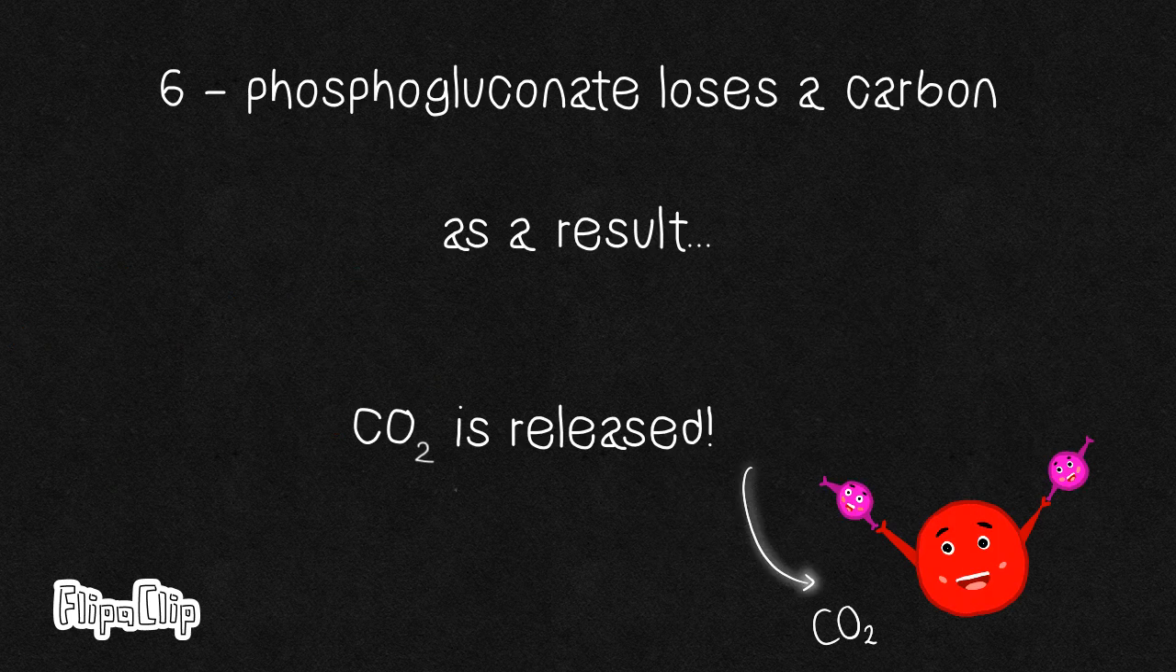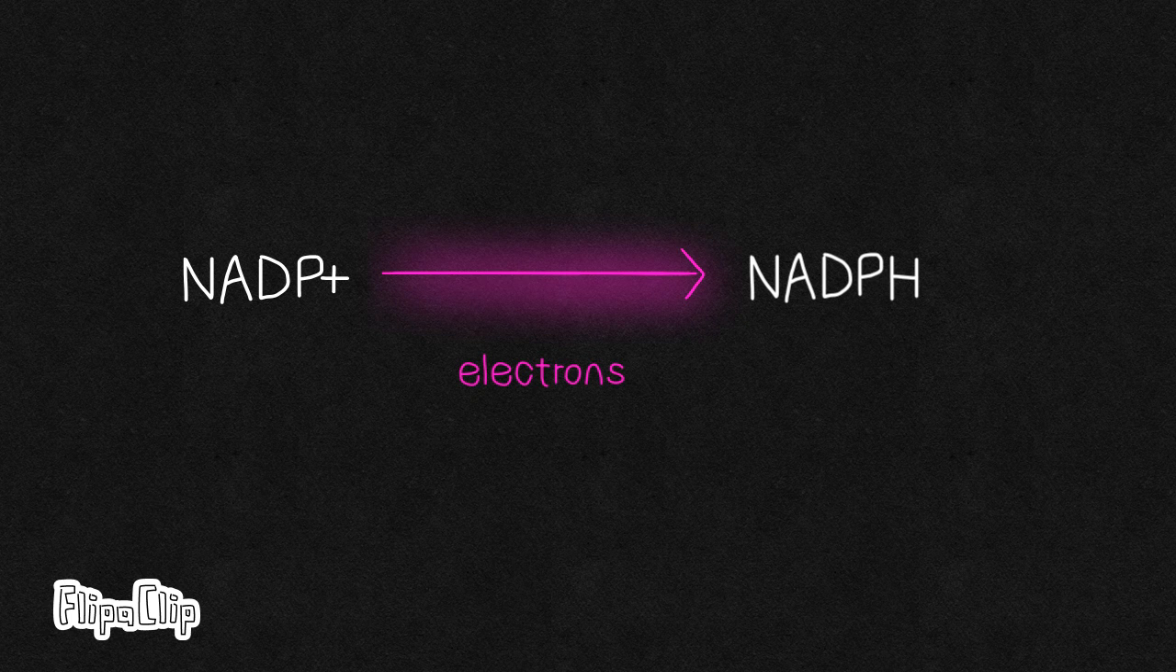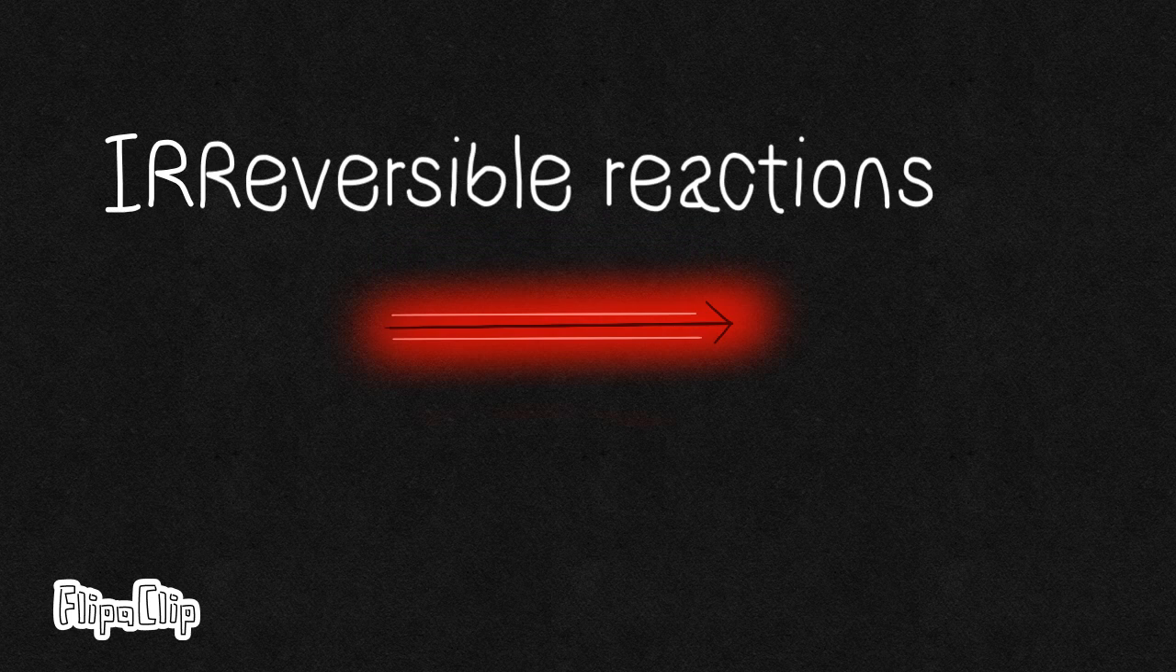6-phosphogluconate loses a carbon molecule and as a result, carbon dioxide is released. To change NADP+ back to NADPH, the process releases electrons. The reactions are irreversible during this stage.